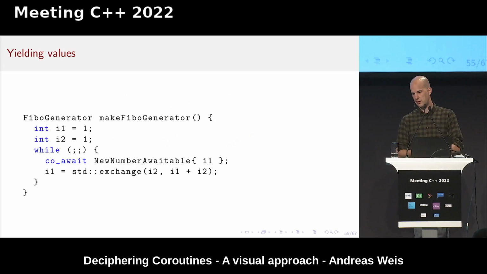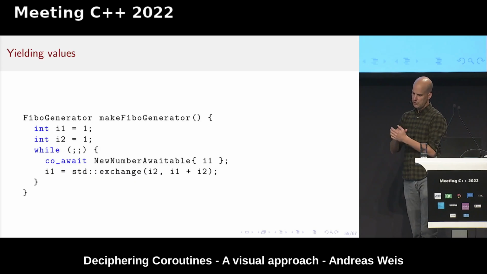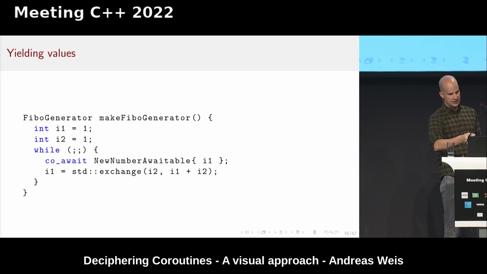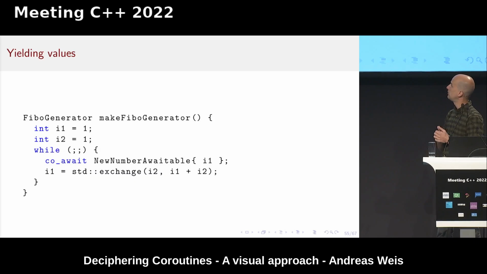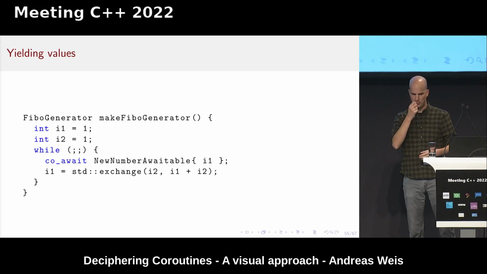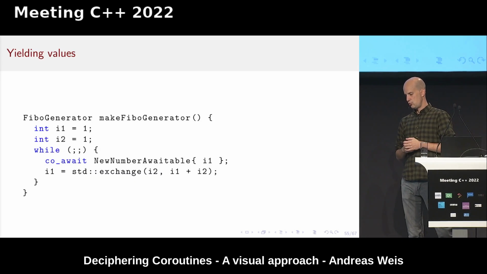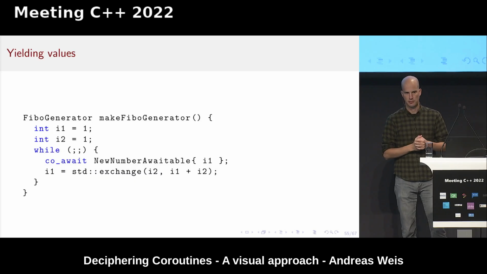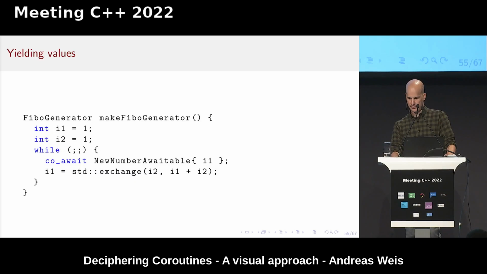So let's go back to our example from the beginning again. Here we had the Fibonacci generator, and we can now just say we do the co-await, and we have this awaitable, new number awaitable, and that's how we hand the data in, and then we do the whole dance that we saw before for getting the data out of the coroutine. We can do all that, but this is a lot of boilerplate that we have to write for a very common pattern. And that's why we get a shortcut in the language for this.